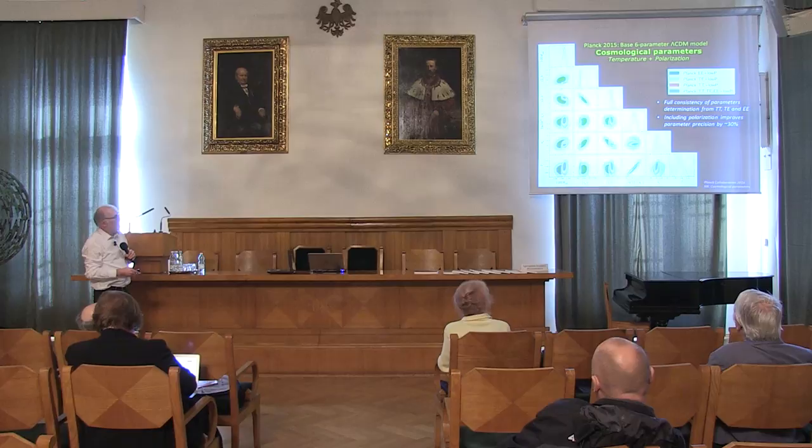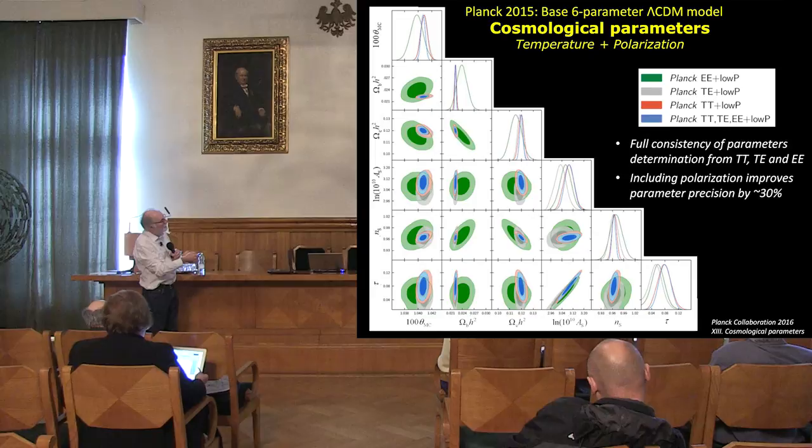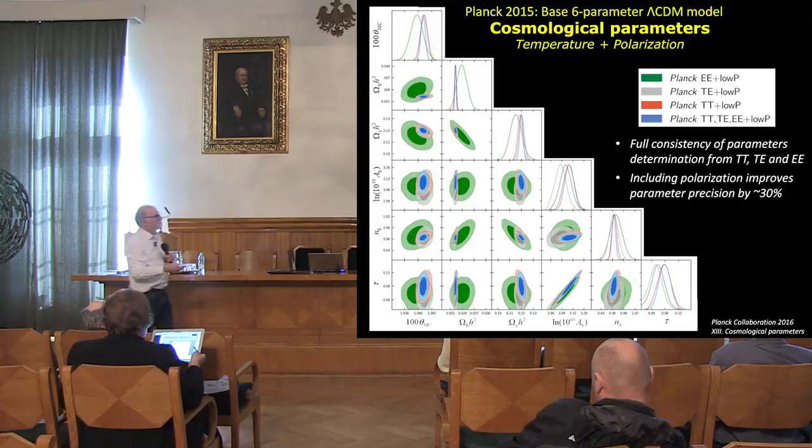So parameters, once again, here they are shown. But this time, the contour plots show both the temperature and the polarization. So if you compare the red and the green, the green is only polarization. The red is only temperature, and the blue is the combination of the two. So polarization allows us to improve the precision, but what is even more important, at least to me, is the consistency, that we really have evidence that things are making sense.